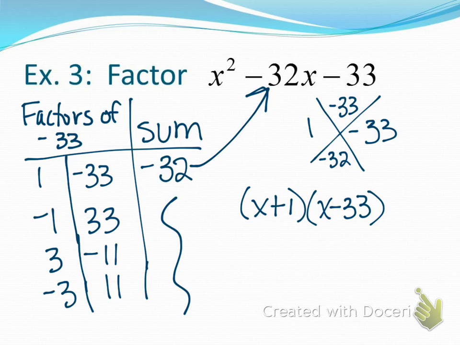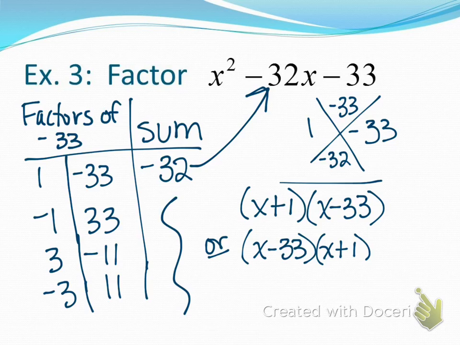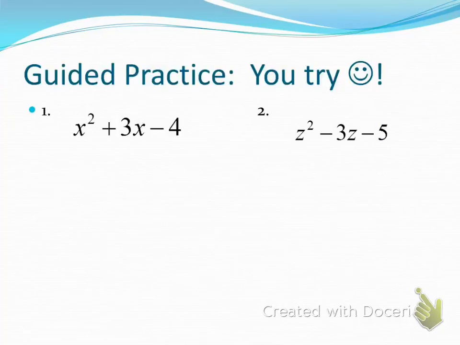So we've got our answer. If you want to rearrange them, you can. Put the x minus 33 in the front, x plus 1 in the back. But you don't have to put both. You just have to have one of them. One or the other. All right, let's start going through these.